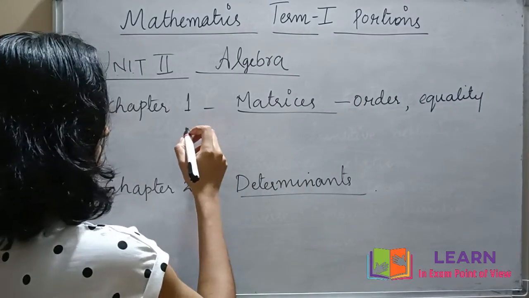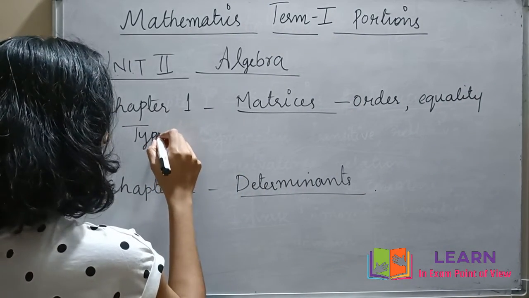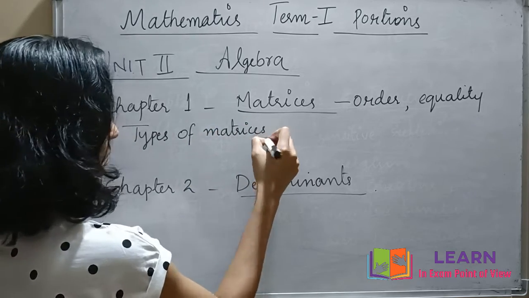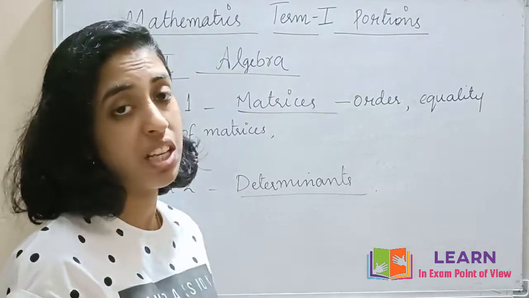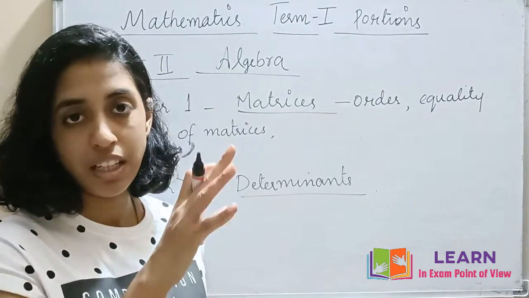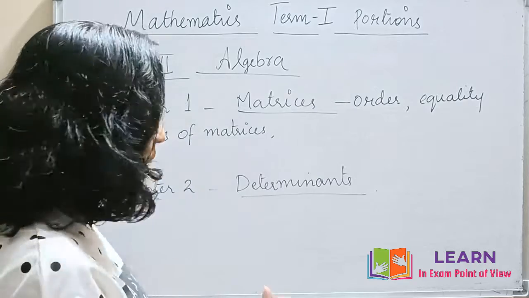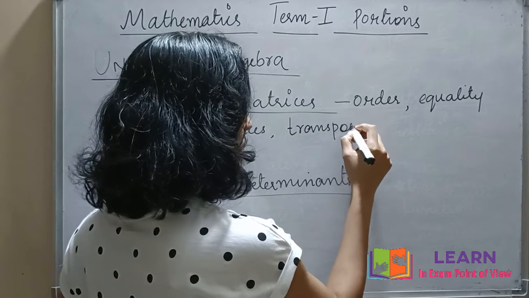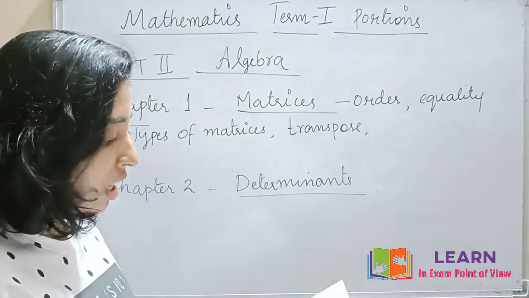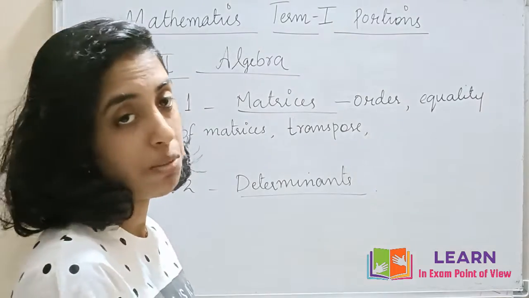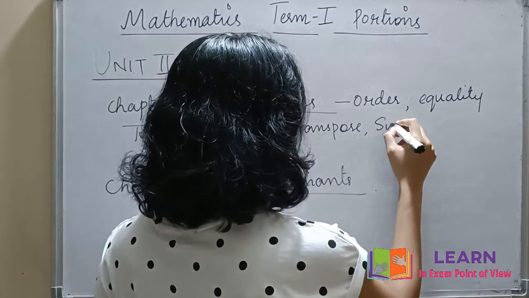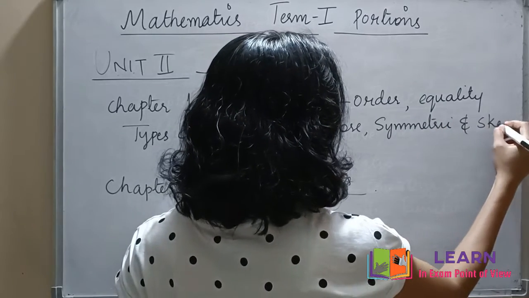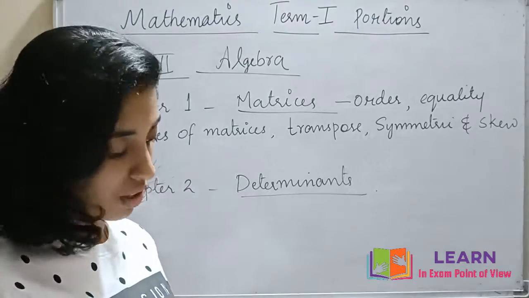Then another important thing is types of matrices, that is diagonal matrix, scalar matrix, zero matrix, identity matrix, like that. Types of matrices you should learn. Then next, transpose is also important. Then symmetric and skew symmetric matrices, you remember, right? That theorem is also important.